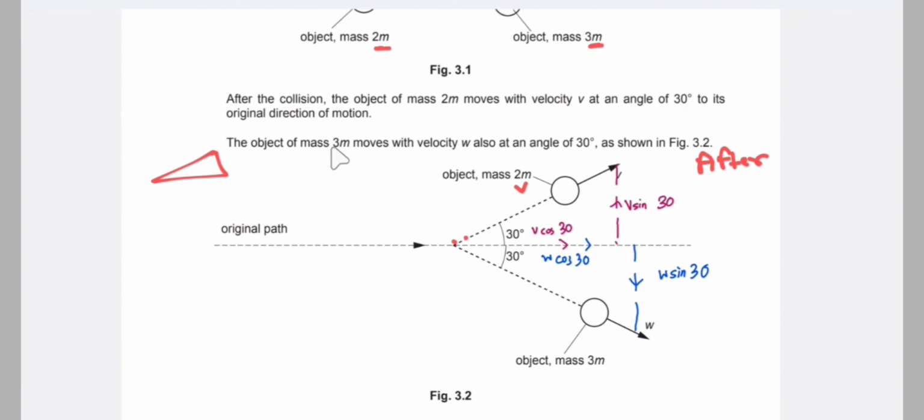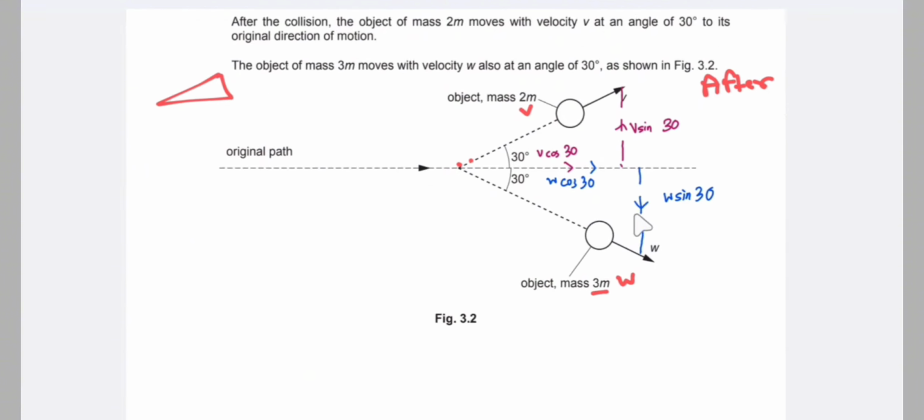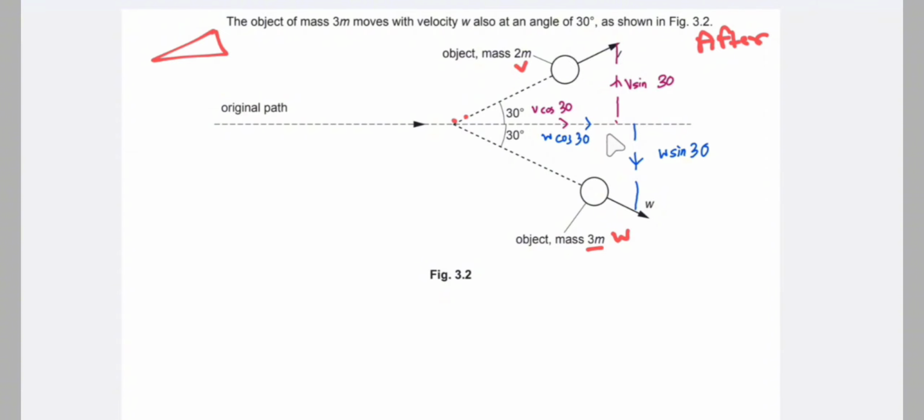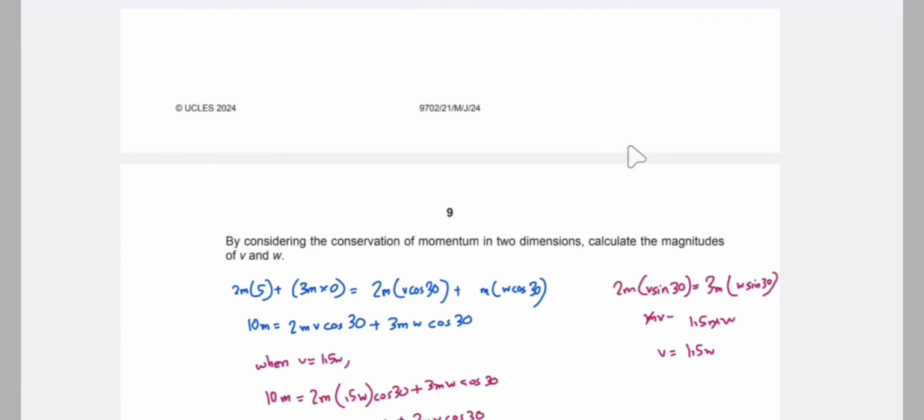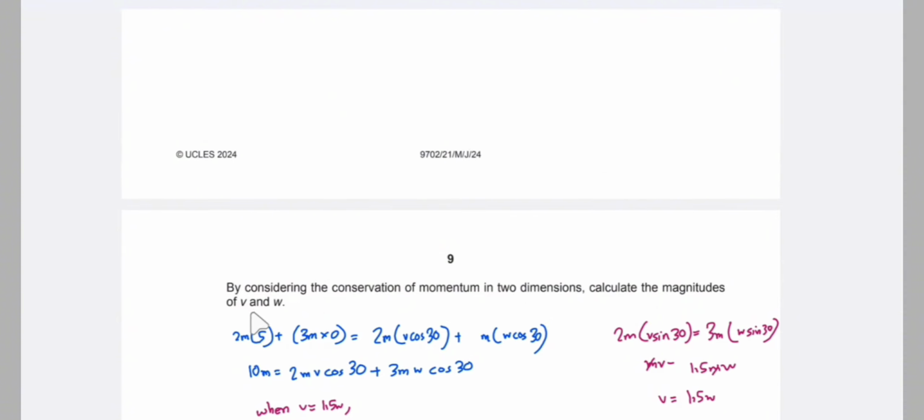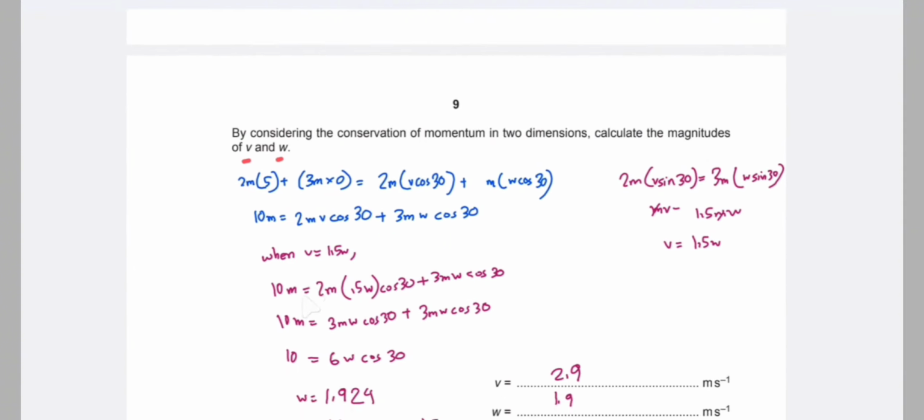Similarly, the object of mass 3m moves with a velocity w, also at an angle of 30 degrees as shown in figure 3.2. So the mass of 3m is moving at a velocity of w. Since it is moving at a velocity of w, the horizontal component is w cos 30 and the vertical component is w sin 30. So this is after collision. Now, by considering the conservation of momentum in 2 dimensions, calculate the magnitude of v and w. So we need to find the value of v and the value of w.